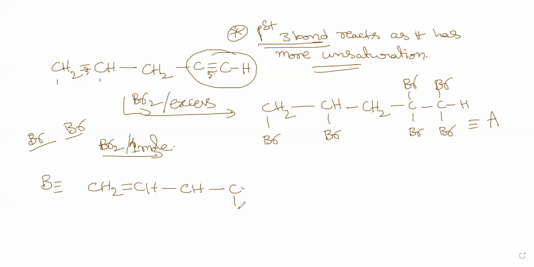So here C like this, double bond CH, and again a bond. Here you give the bromines. So that's the idea. First, the triple bond reacts as it has more unsaturation. This is the funda. So this is the bromine 1 mole case. Next.